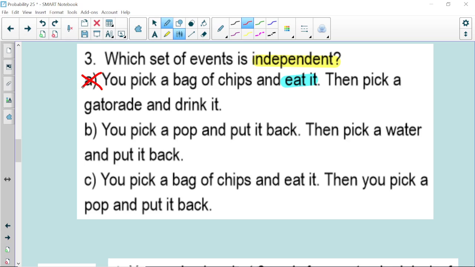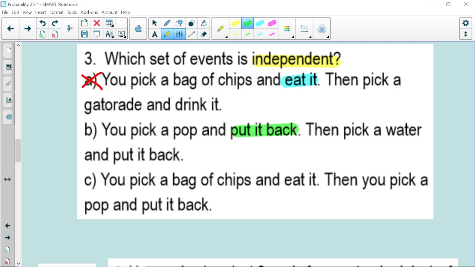All right, choice B. You're going to go and pick up a pop, and then you put it back. And then you pick up a water and put that back. All right, I'm hearing an independent. Do we agree that this one's independent? Or do we think this one's dependent? Couple thumbs up. Why did we say this one's independent? Because this time, you're picking it up and then you put it back. Pick it up, you put it back, independent.